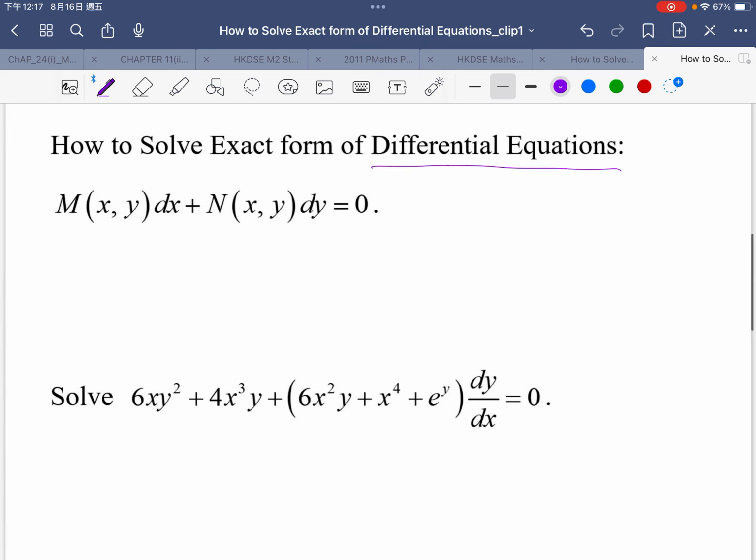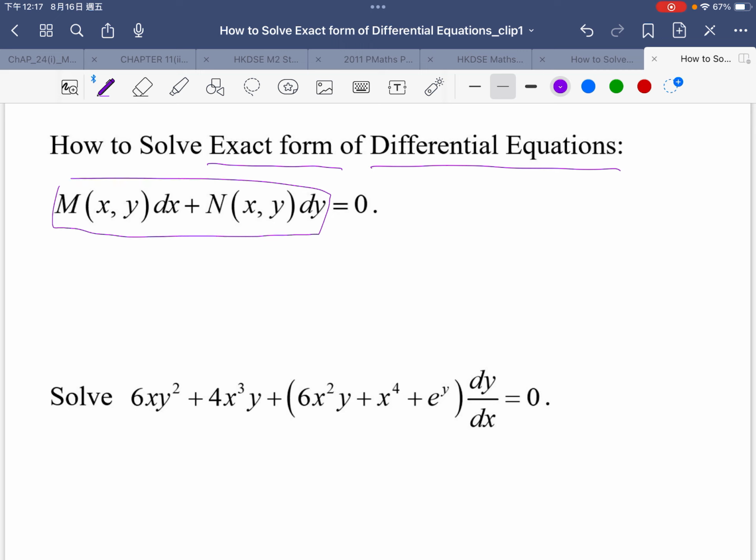Solve differential equation. This time I want to talk about the exact form of differential equation. And what is the definition of exact form of differential equation? Exact form of differential equation means that the right hand side here is a function M(x,y) dx plus N(x,y), another function of x and y, times dy.